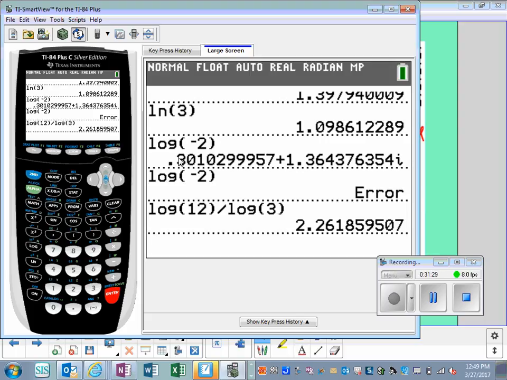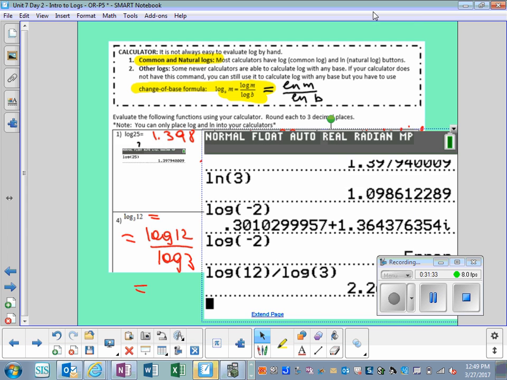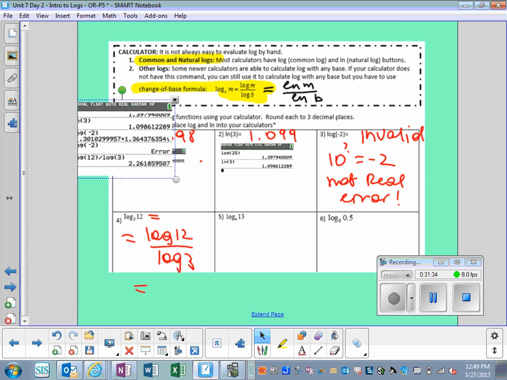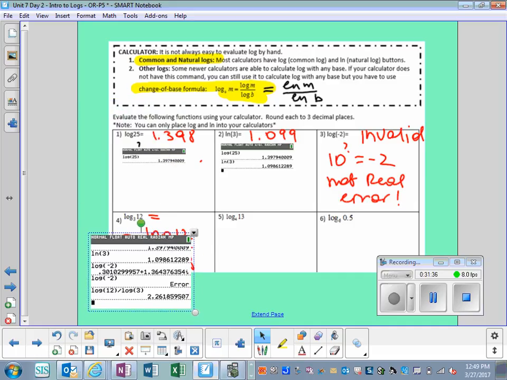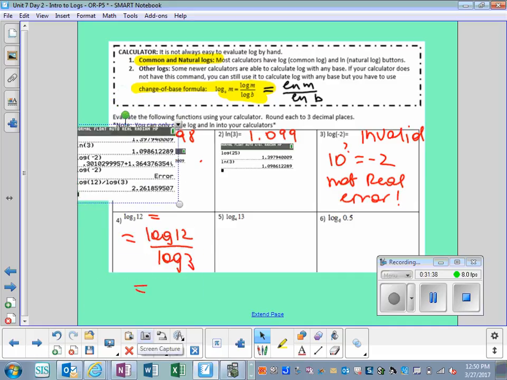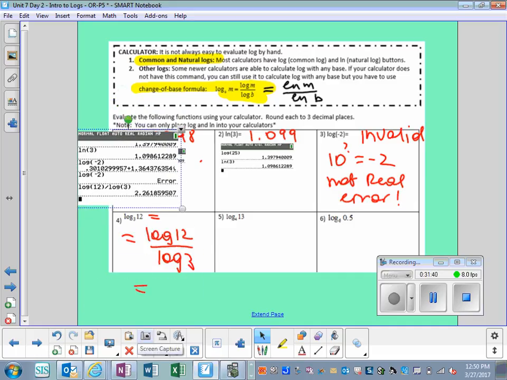Why would you put divide in? Because that's the formula you have to use. Isn't that the formula that's on the top? Yes. When I need to calculate a log with a base other than 10 or e, I have to use that formula to convert it. So my answer here would be 2.262.